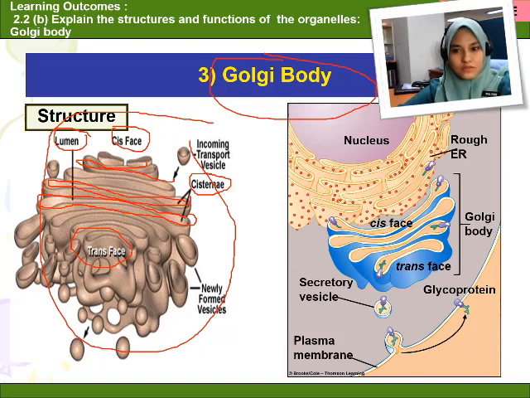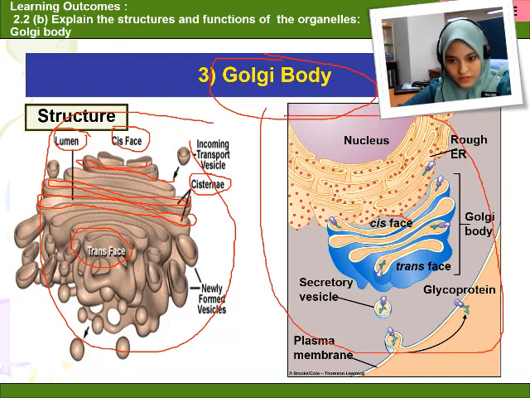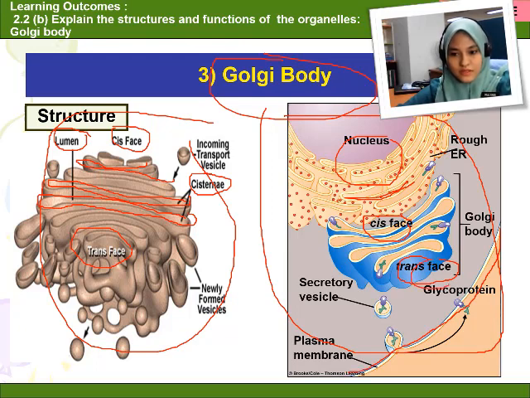The cis phase is facing towards the nucleus. As you can see, here is another diagram, so I will show you based on this diagram. The cis phase is facing the nucleus or the rough ER. So this is the rough ER, while the trans phase is facing the plasma membrane of the cell. So here is the cell, and the trans phase is facing outwards.